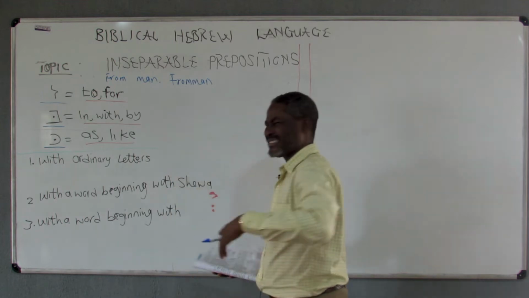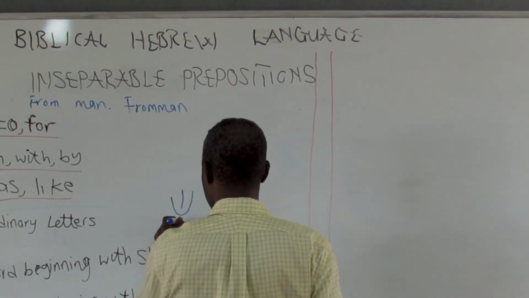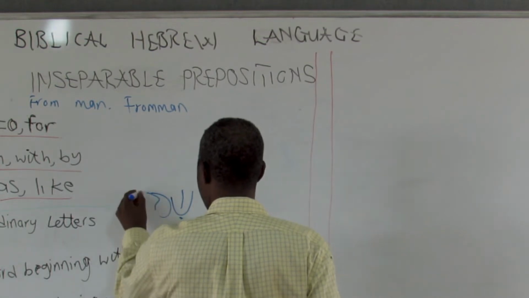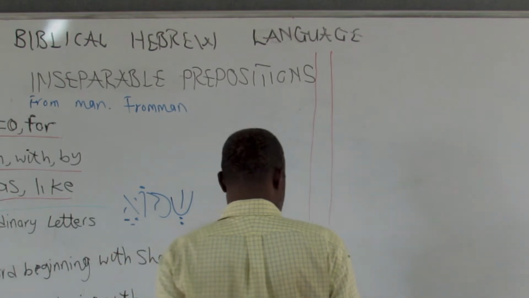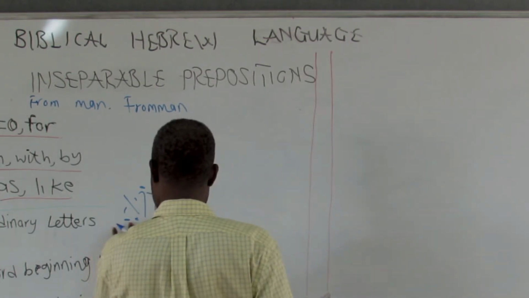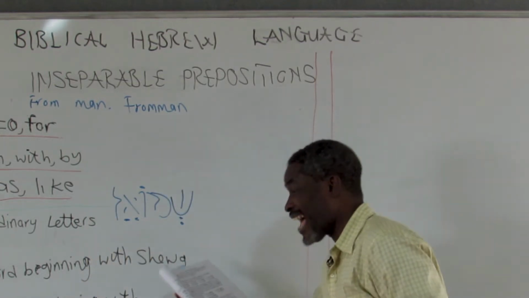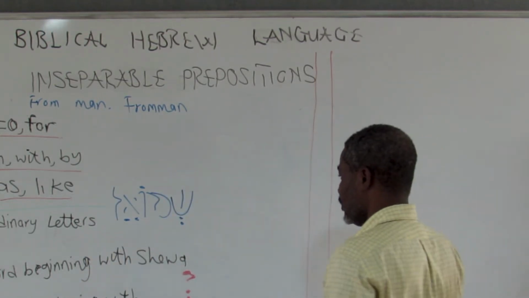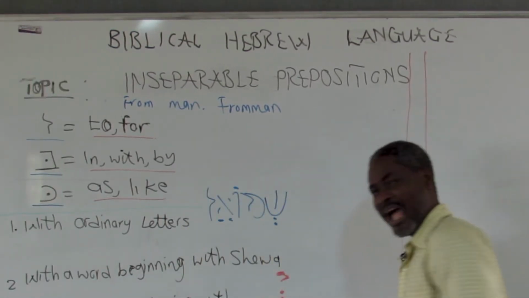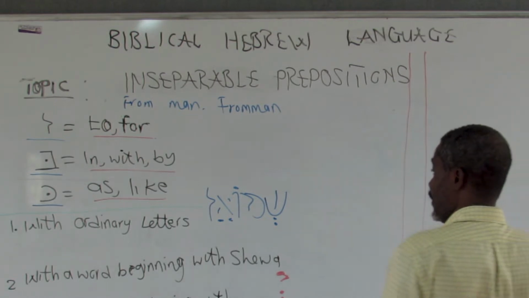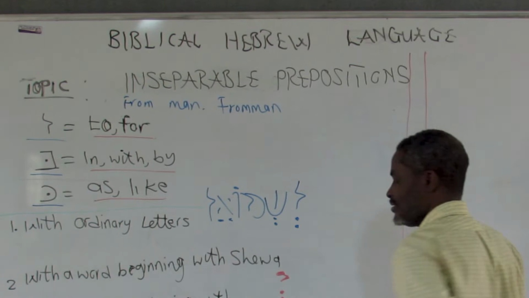example, we want to say to Samuel. First of all, Samuel is Shemuel. Shemuel means Samuel. Now, if you want to say to Samuel or for Samuel, you first of all have to make the lamed and put a simple shewa.